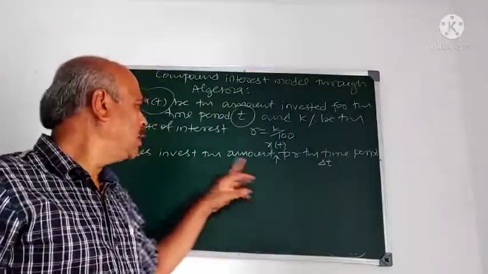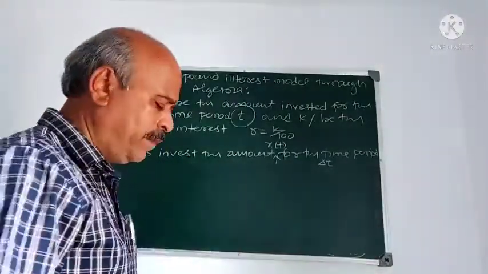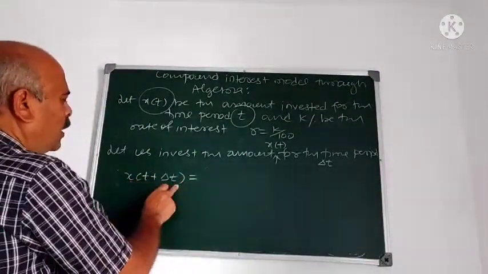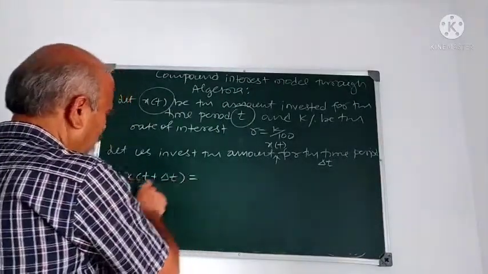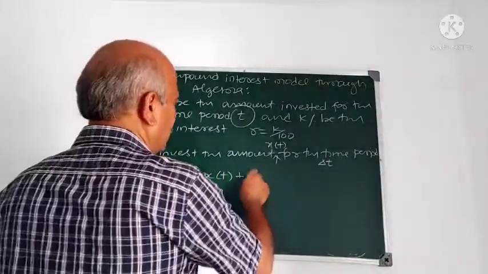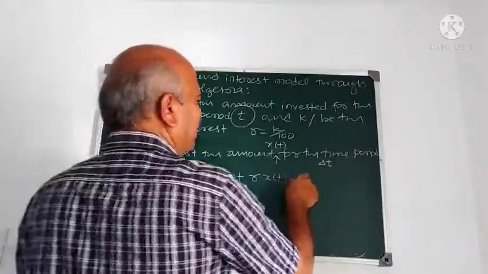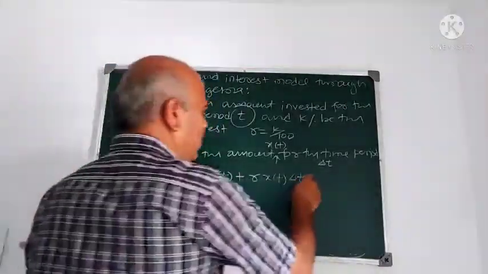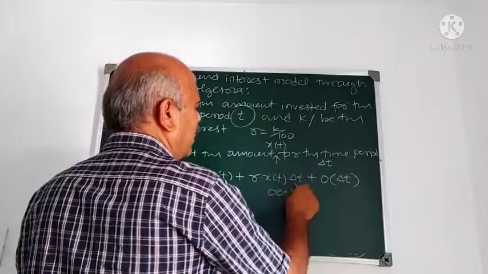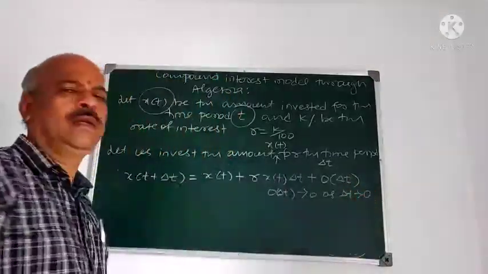For that we use calculus here. Suppose x of t is invested for only a short period delta t. Therefore, the amount at the end of the time t plus delta t is x of t plus the interest, R into x of t into delta t, because the time interval is not 1 year, it is any time interval, plus o of delta t. And o of delta t is infinitesimal and tends to 0 as delta t tends to 0.